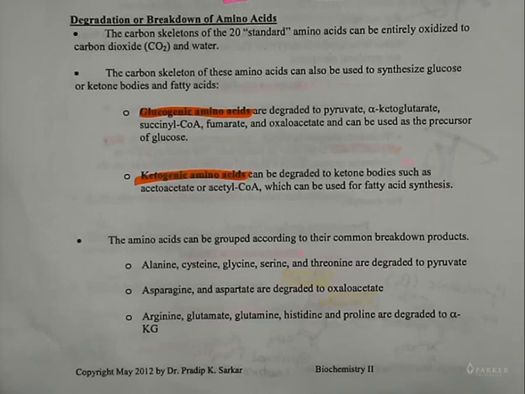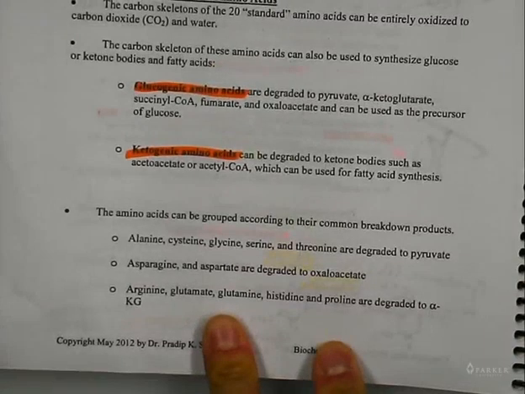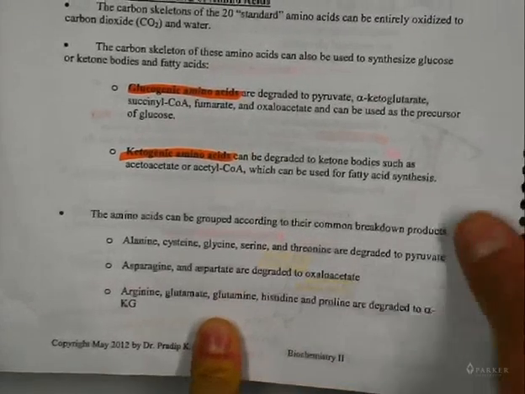Ketogenic amino acids break down and turn into ketone bodies. That's all it's saying. Glucogenic amino acids break down and turn into intermediates of glucose. Ketogenic amino acids break down and turn into ketone bodies. So, all this stuff it says at the bottom, I'm going to go over on my little chart. I'm not going to go over it in your book because it says the same thing.